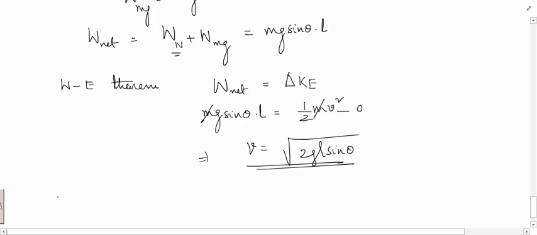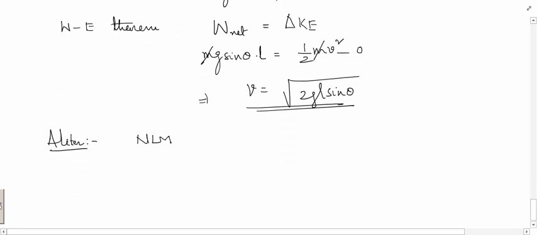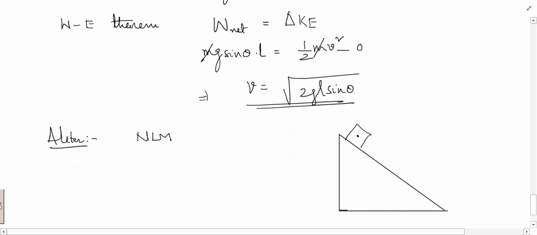In another manner, how can you do it? You can also do this by applying Newton's laws of motion. If you see the diagram, it is very simple. Weight of the body is acting down, normal force is acting this way, and this mg cos theta, one of the components, is balanced by normal force. The unbalanced force is along the incline, mg sin theta.